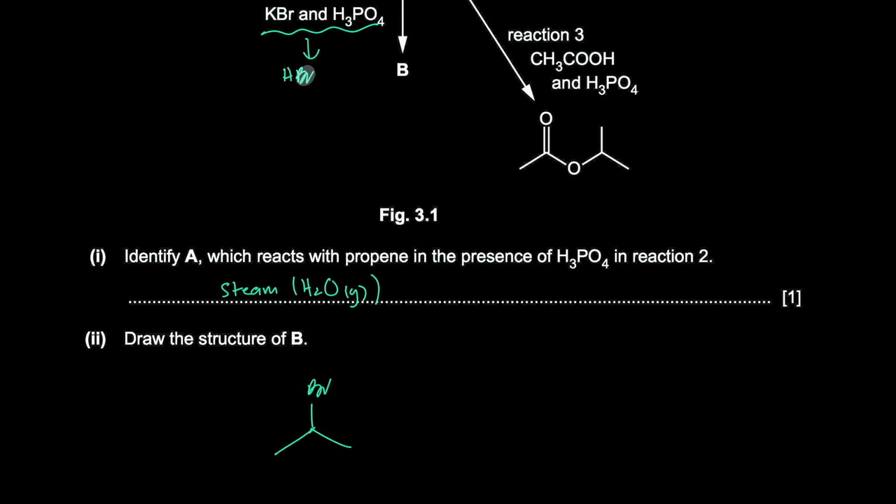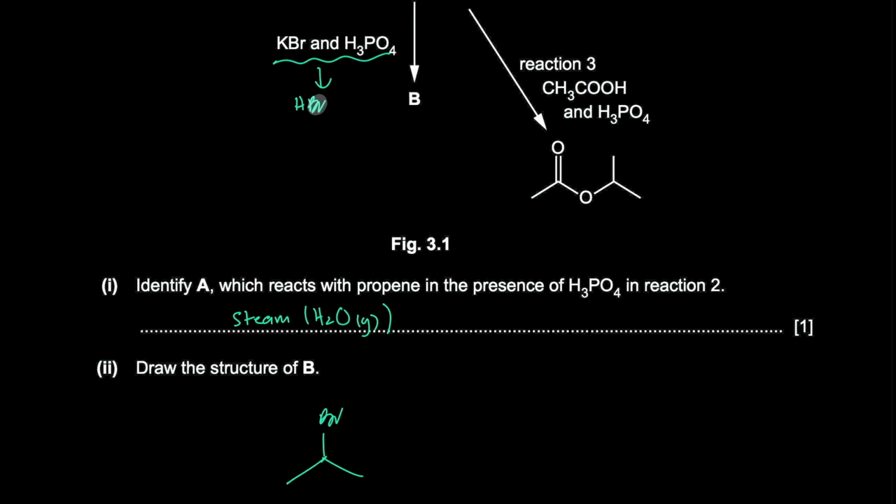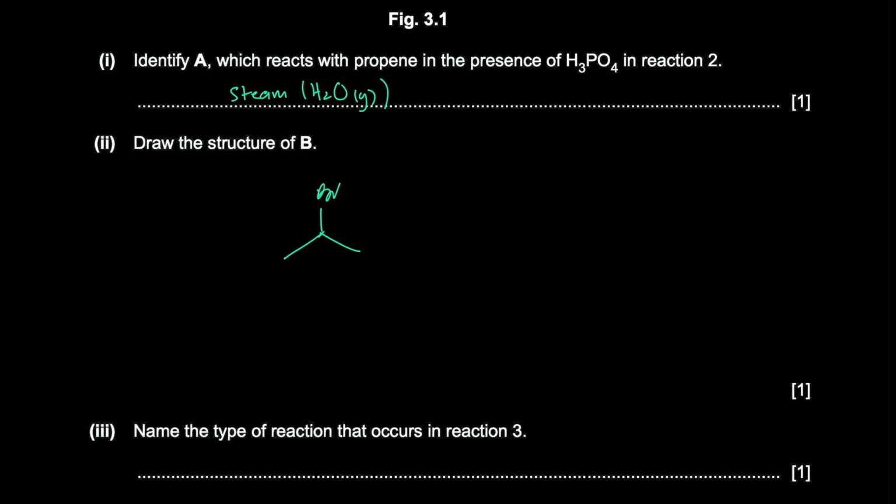Name the type of reaction that occurs in reaction 3. In reaction 3, the alcohol is being converted into an ester. Propan-2-ol is reacting with ethanoic acid, a carboxylic acid, to form an ester. Now this is an esterification reaction. An esterification is a type of condensation reaction, so the type of reaction is condensation.